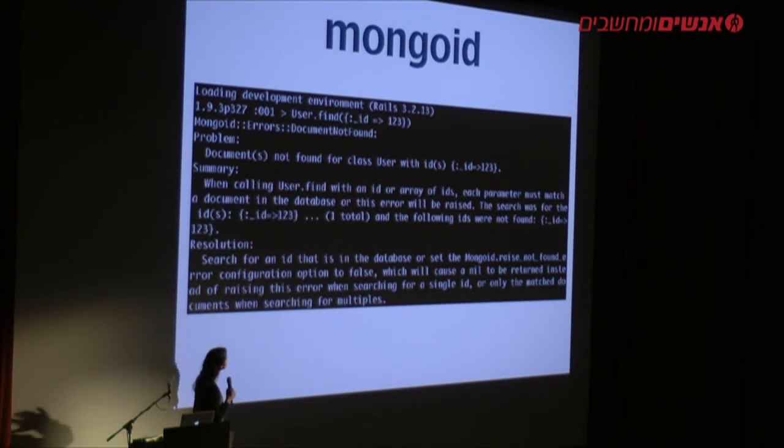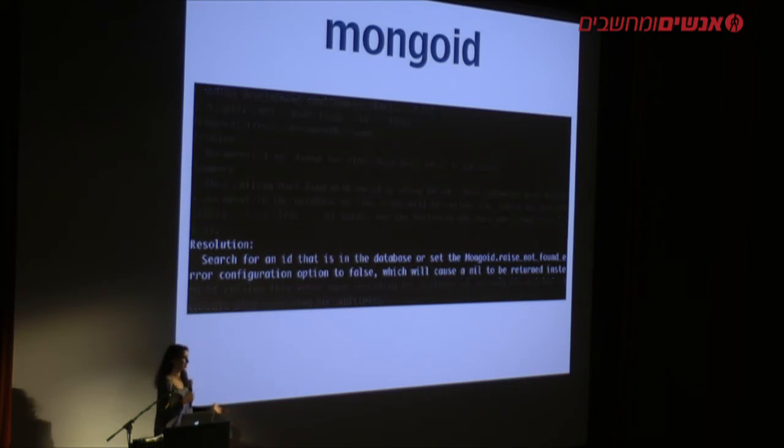He has these really enormous, amazing error messages where he says, you got this error message because, summary, you got this error message because of blah, blah, blah, and then resolution. And he says you could set a particular configuration to false so that you won't get this error, or just search with an ID that exists in your database. These are the best error messages ever. If you want fewer issues logged against your gem, make sure that your error messages are extremely explanatory and clear for your users.